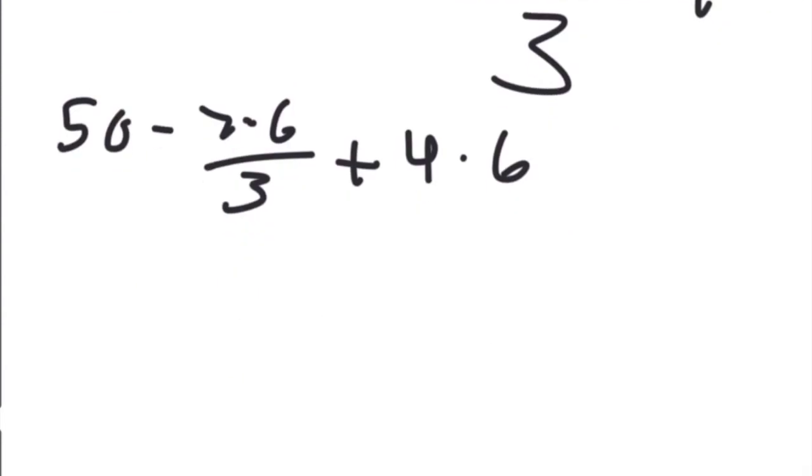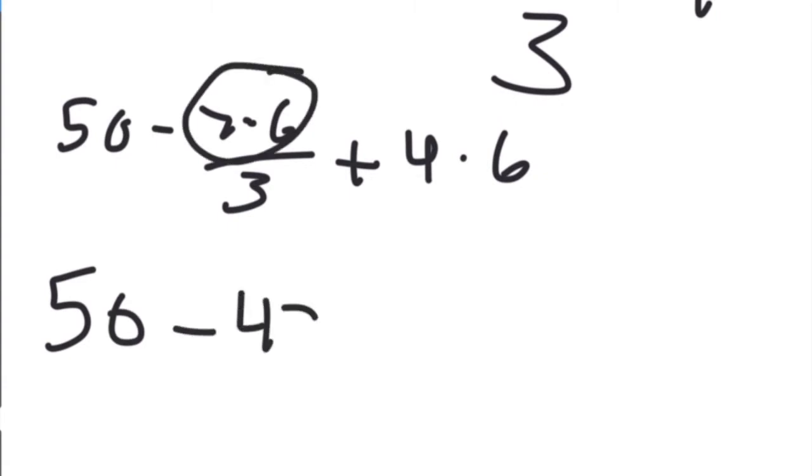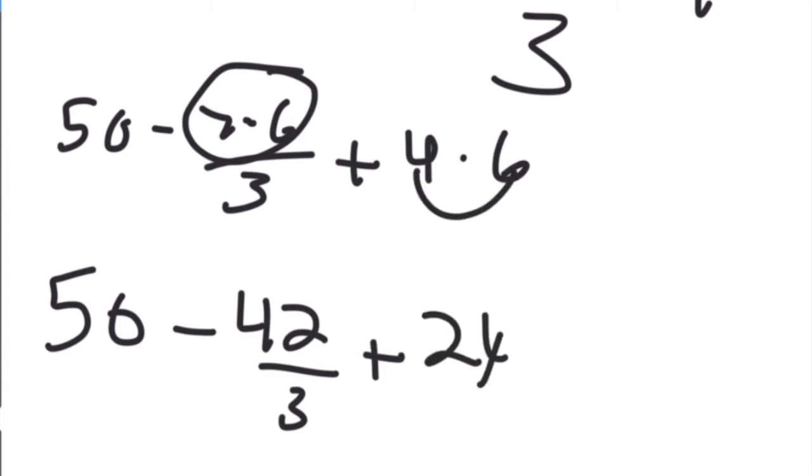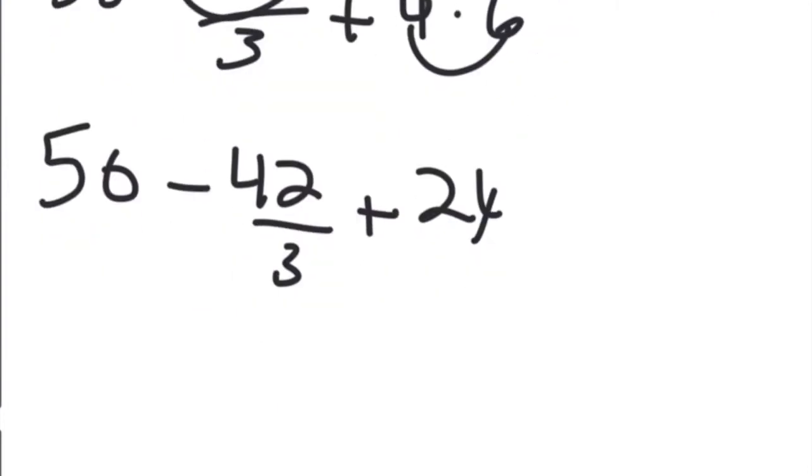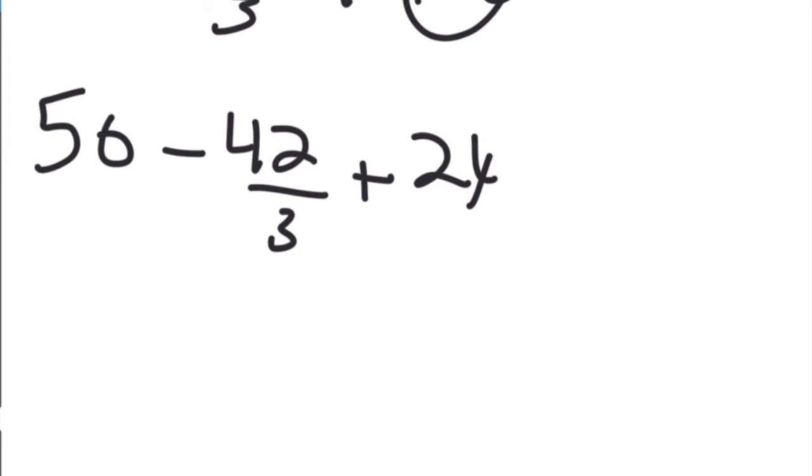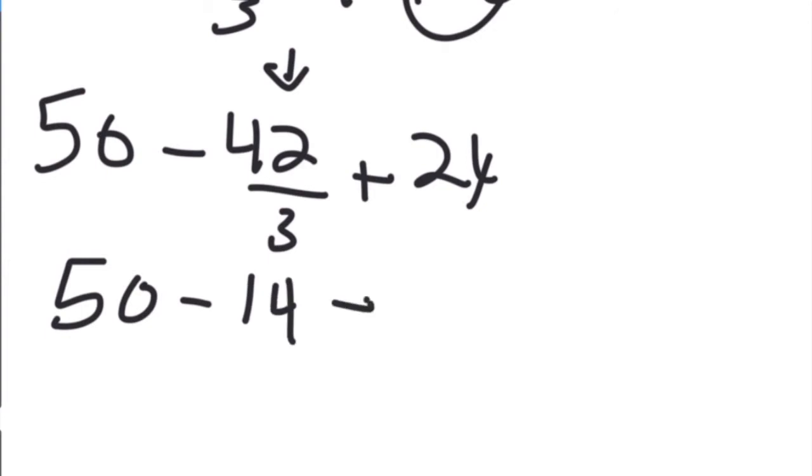The first thing you need to do is solve the multiplication here. So we have 7 times 6 is 42 over 3, plus 4 times 6 is 24. Next step would be to do the division right here. So 42 divided by 3 would be 14. So it would be 50 minus 14 plus 24.